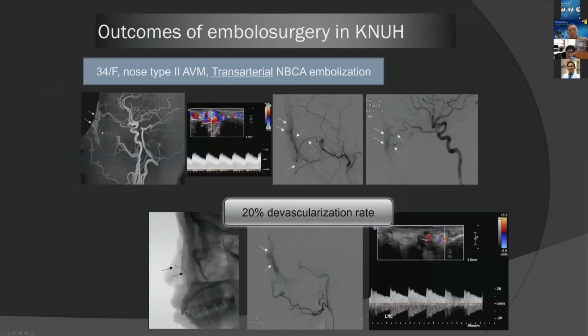This is an example of an inappropriately embolized patient. This patient has a nose AVM. You can see the large venous sac and numerous feeding arteries from the ECA and ICA territory. However, at that time, transarterial glue injection was performed, but you can see the majority of the venous sac is still visualized on follow-up angiography. After surgery, however, marginal recurrence was noted in this patient.